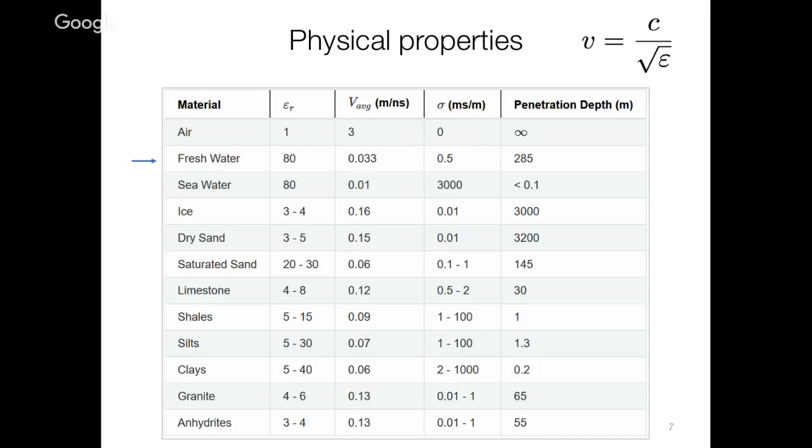Maybe one of the most important things is that what we're going to see are pulses, waves that travel through the medium, but they're going to be traveling at a velocity that's the speed of light divided by the square root of epsilon. So if something has a dielectric constant of 25, then it's going to be traveling at the velocity of light, 3 times 10^8 meters per second, divided by 5.